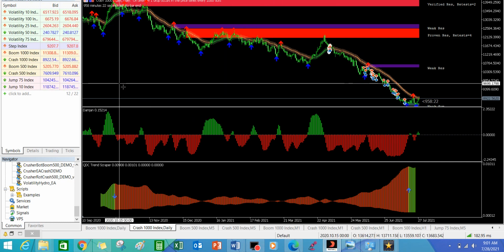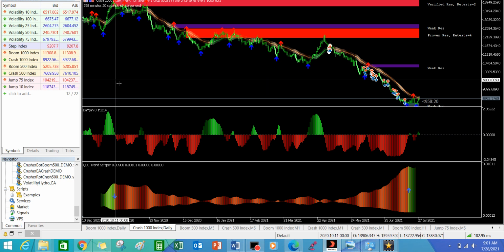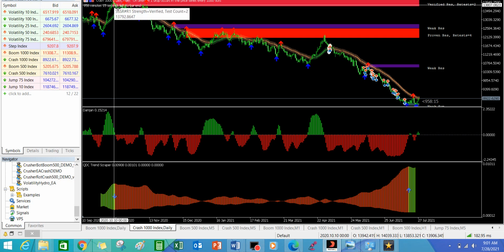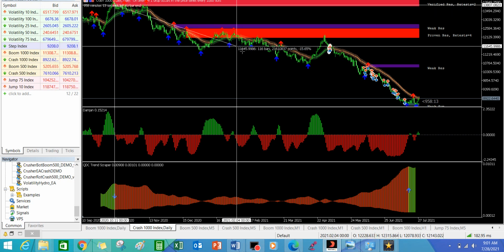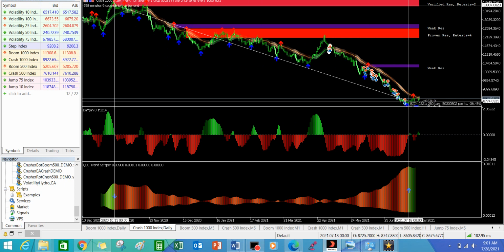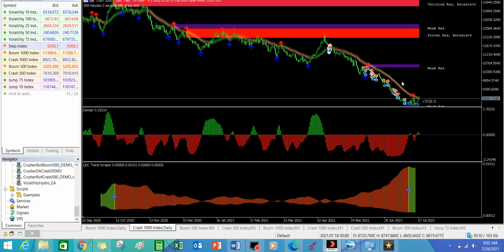Okay, before we check out what is happening today, for crash 1000 we can see that the trend started from here. It started going down and down and down to this level. So it is more of a downtrend than uptrend all this while. This is the market movement, guys. So it is more of a downtrend than uptrend at this particular period.